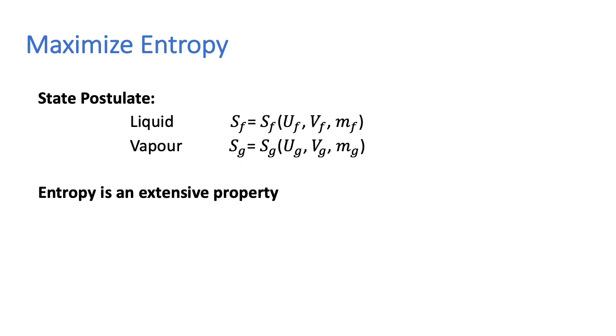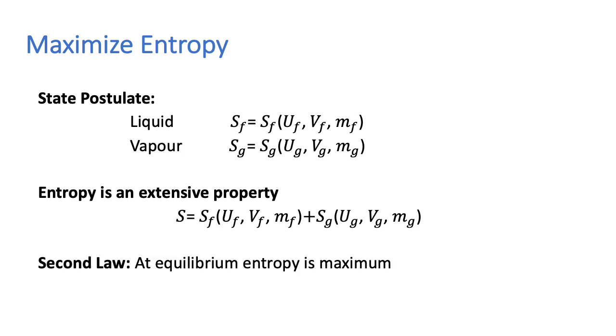Entropy is an extensive property, so S, which is the entropy of the combined system, is equal to S_F plus S_G. Finally, the second law states that at equilibrium, the entropy is a maximum, so therefore dS is equal to 0 at equilibrium.